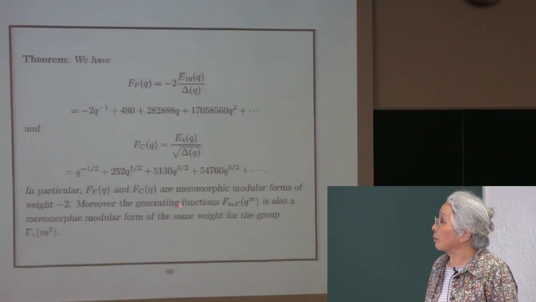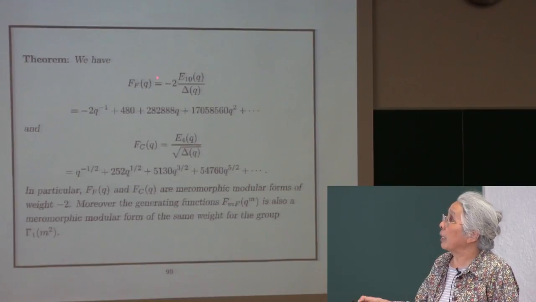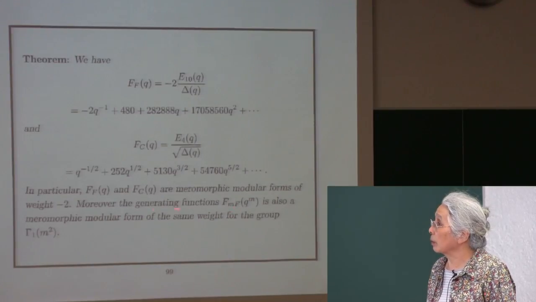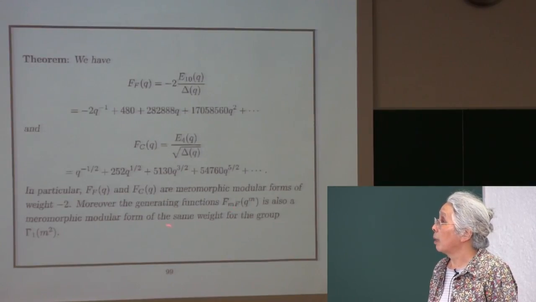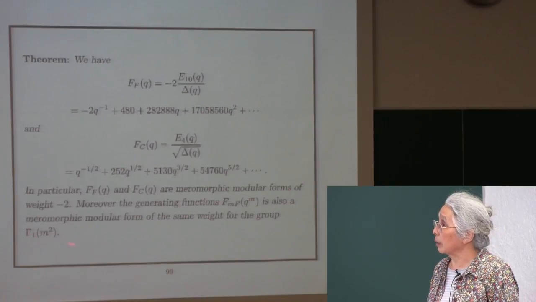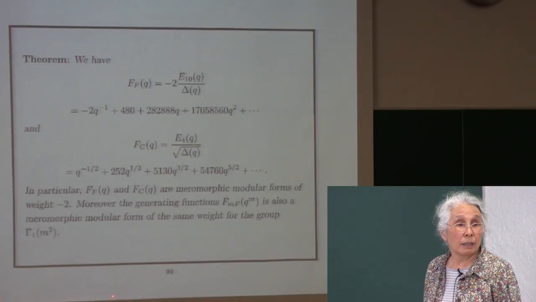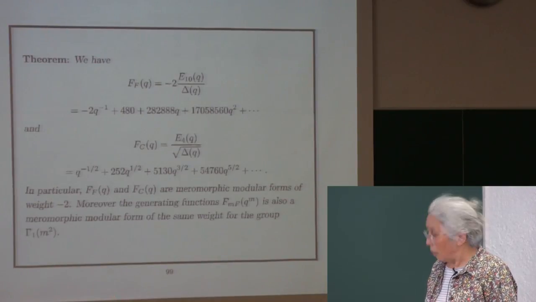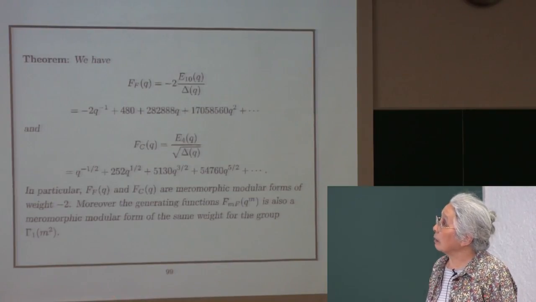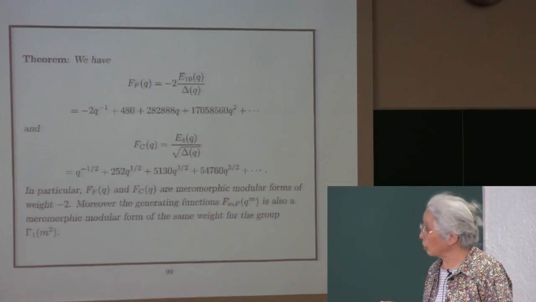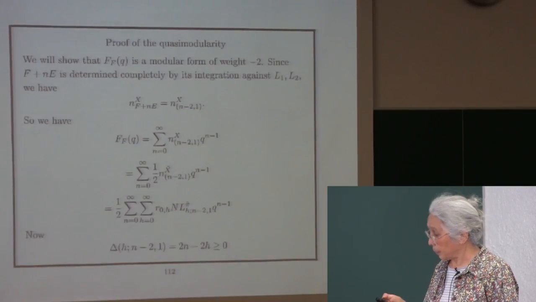And you can do this for, eventually you want to extend this to multiples of fibers. So this is also a meromorphic modular form of weight -2, but the group is different. The group is getting smaller. Okay, so how do we get this? I'll give you a proof for the fiber ones. The section ones are more complicated.